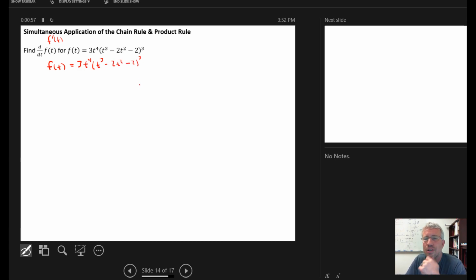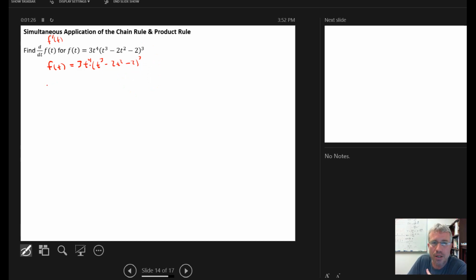And what you can see, there's a bunch of things going on here. I have a constant multiple, so I have a derivative involving a constant multiple. I'm going to have a derivative involving a product. I'm going to have the function t to the fourth times this function cubed. So there's a product rule going on there. There's a chain rule going on because I have a function composition. I have this cubic polynomial inside of a cubing function. So I've got multiple things going on.